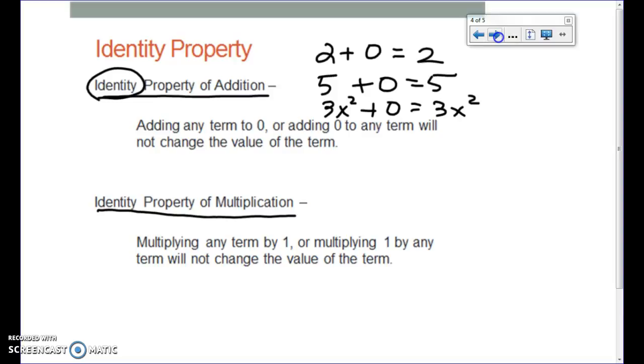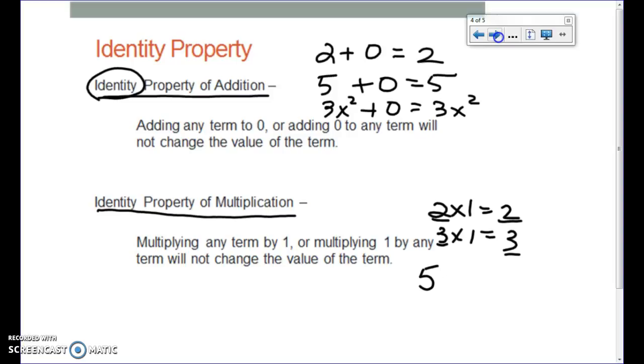So for addition, it's adding 0. For multiplication, it's multiplying by 1. Whenever I multiply any number by 1, I know that number stays the same. For instance, 2 times 1 is still 2. 3 times 1 is still 3. It's keeping its identity. It's not changing.